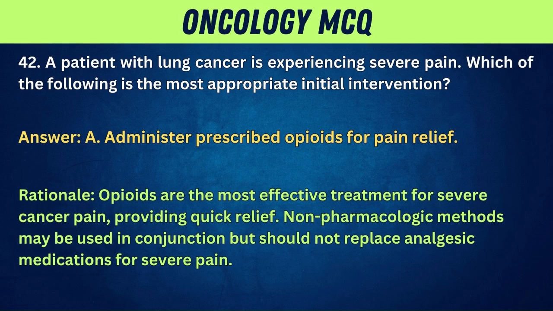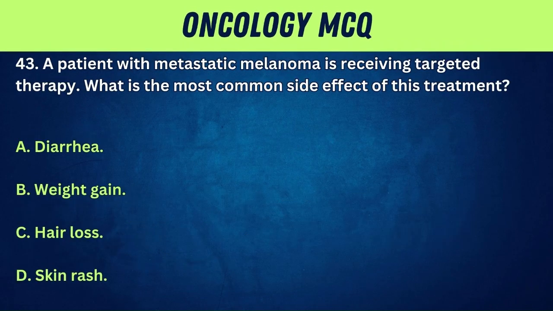Rationale: Opioids are the most effective treatment for severe cancer pain, providing quick relief. Non-pharmacologic methods may be used in conjunction, but should not replace analgesic medications for severe pain. 43. A patient with metastatic melanoma is receiving targeted therapy. What is the most common side effect of this treatment?